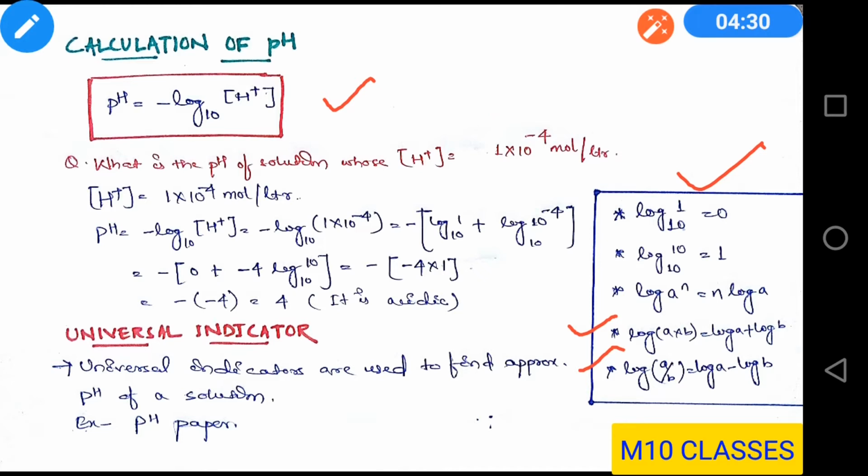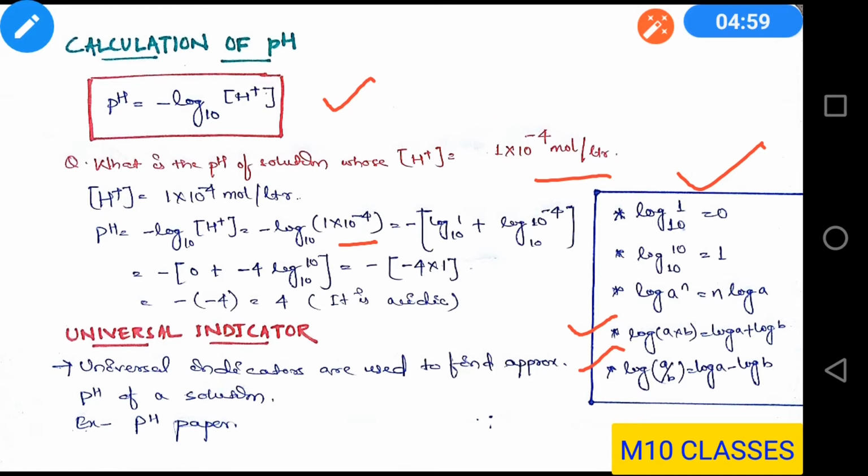Now see, what is the pH of the solution whose hydrogen ion concentration is 1 into 10 to the power minus 4 moles per liter? Now see here, this moles per liter is the unit of this concentration. Now let us see, pH equals minus log base 10 of H plus ion concentration, put the values. Now see here you have a multiplication, 1 into 10 to the power minus 4. Now in case of logarithm, they will be added.